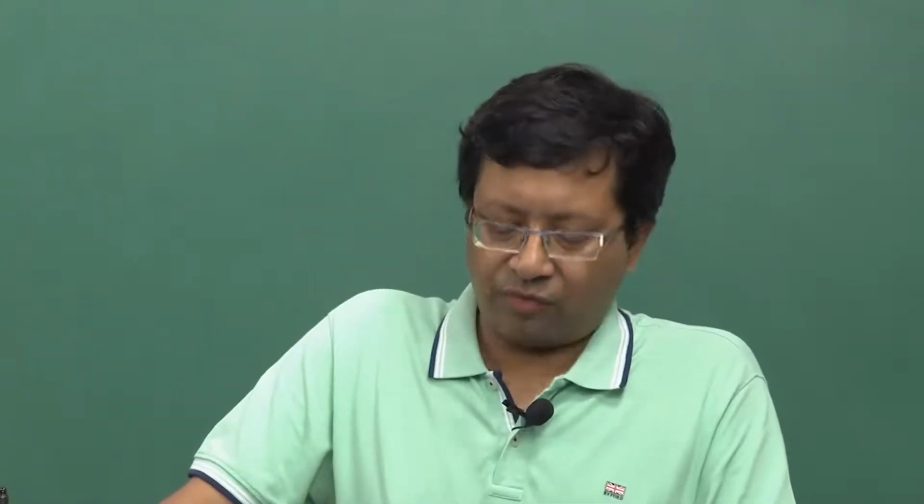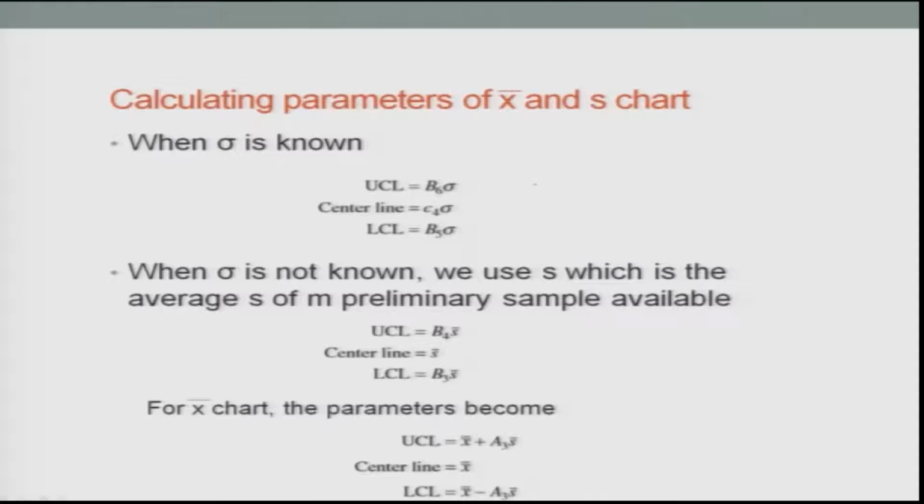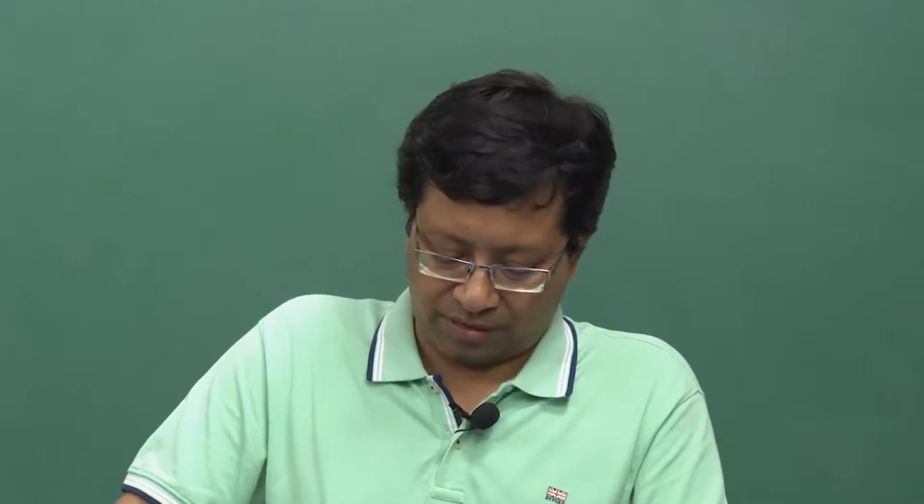So, based on that, the central value would basically be S bar. In the initial case, C4 into sigma depended on the sample size. Now, I will use the actual S bar, and the corresponding upper and lower values would be B4 and B3, which are the multiplying factors based on the sample size which you are taking.